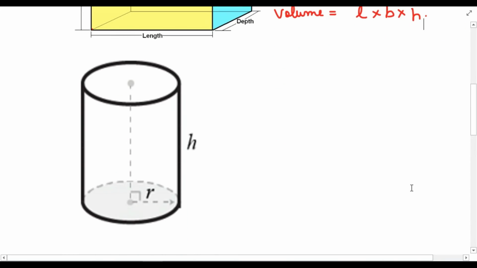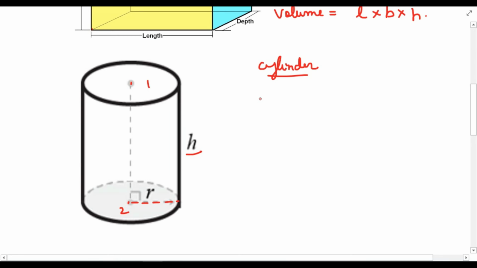We can see in a cylinder we have two circular bases, one at the top and the other at the bottom, and it has a curved surface that connects these two circular bases. R is the radius of the cylinder, which is the same as the radius of the circular base, and H is the height of the cylinder.